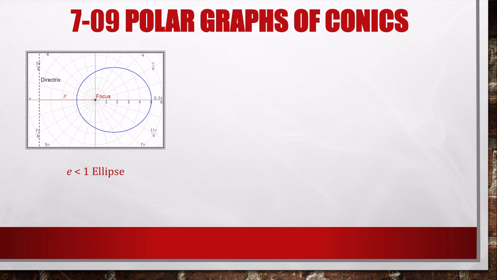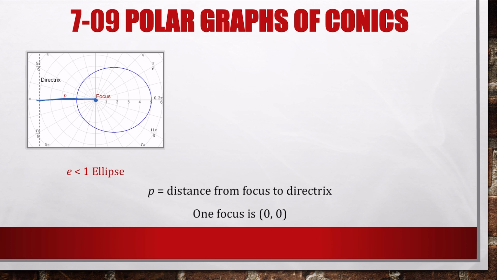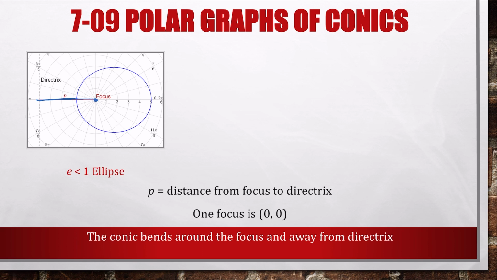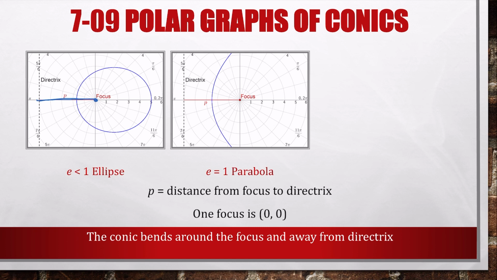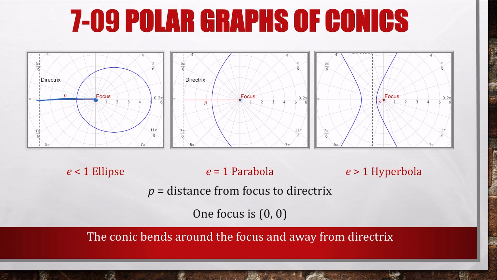If the eccentricity is less than 1, it's an ellipse, and you can see in polar form the focus is at the pole. P is the distance between the focus and the directrix. So one focus is (0, 0). The conic bends around the focus and away from the directrix. There's a parabola, which bends around the focus, away from the directrix, and a hyperbola. This arm bends around the focus, away from the directrix.